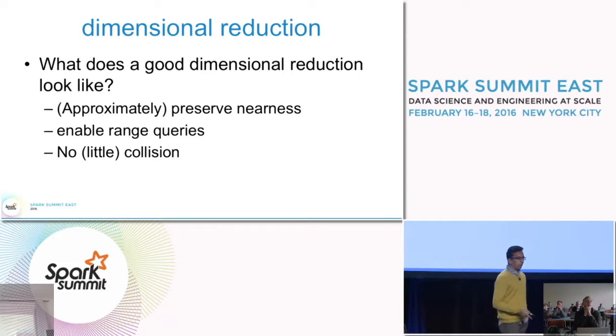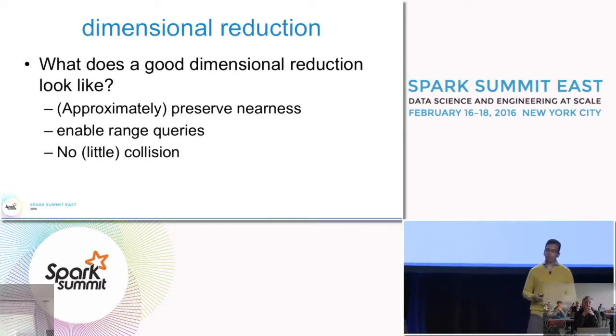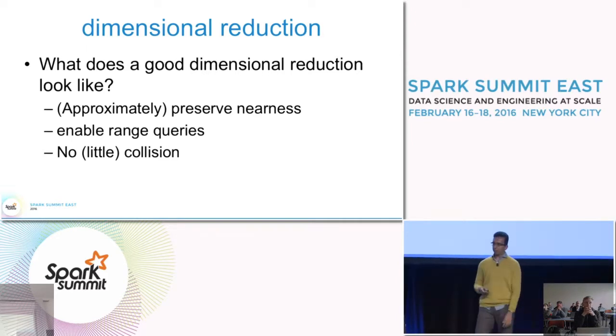Now to do that, I need a dimensional reduction which preserves nearness. So if 2 points are near in the 2-dimensional space, I want them to be near in the 1-dimensional projection as well. And I want to somehow enable range queries, right? One of the nice things about 1-dimensional indices, like what B-trees provide for you, is range queries. And in the case of approximate reduction, for example, I want to have as few collisions as possible.